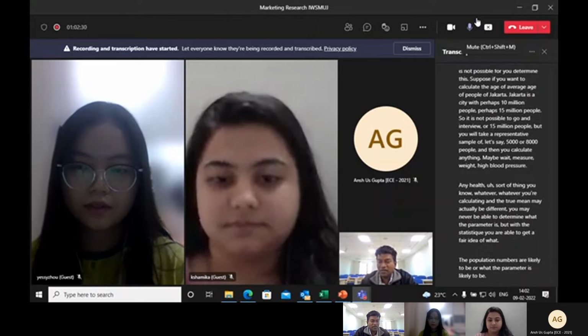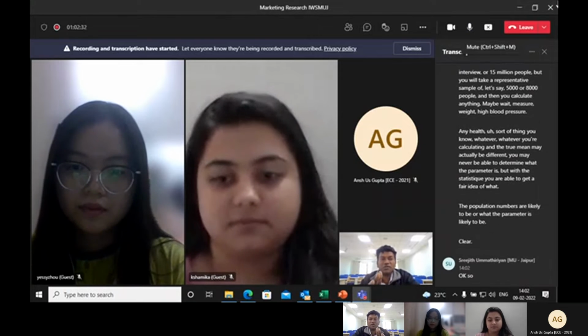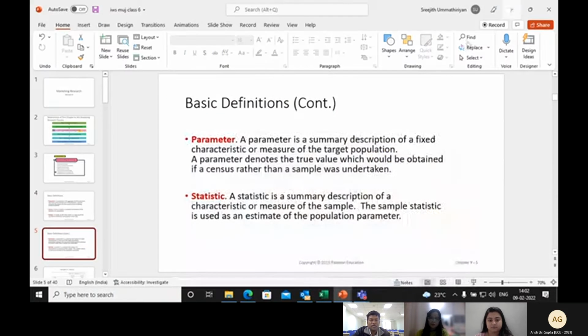Clear? So that is the main difference between a statistic and a parameter. Now look at the definition. A parameter is a summary description of a fixed characteristic or a measure of the target population. A parameter denotes a true value which would be obtained if a census rather than a sample was undertaken. If you actually studied all elements in the population, you would get a number. That is called the parameter.